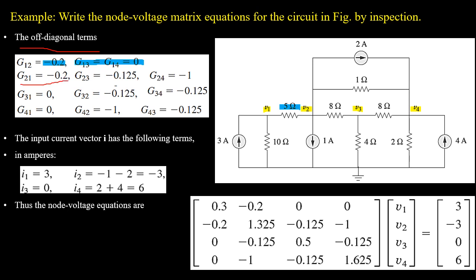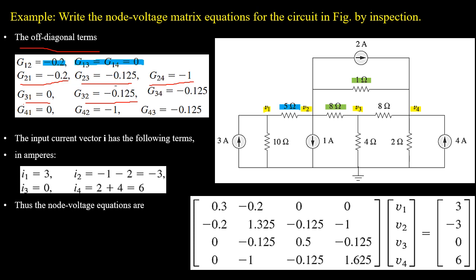Now node 2 and node 3 have a common resistor of 8 ohm, so G23 will be equal to minus 1 over 8 or minus 0.125. Similarly, node 2 and node 4 have a common resistor of 1 ohm, so G24 will be equal to minus 1. As G13 was equal to 0, similarly G31 will also be equal to 0. Again, G23 was equal to minus 0.125. In the same way, G32 will also be equal to minus 0.125.